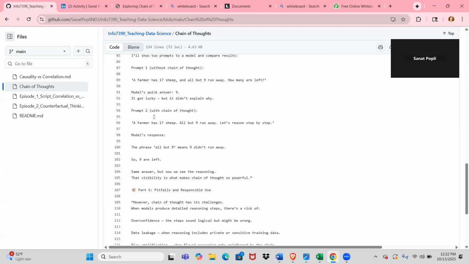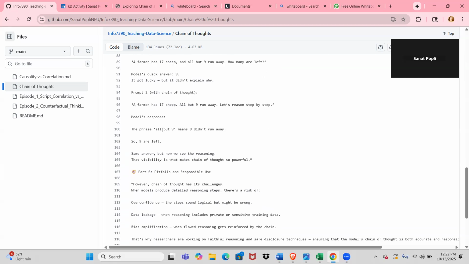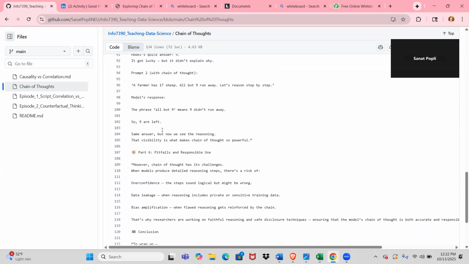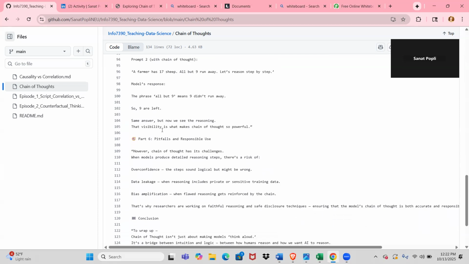But with prompt 2, that is with chain of thought: a farmer has 17 sheep, all but 9 run away. Let's reason step by step. The model response would be: the phrase "all but 9" means 9 didn't run away. So 9 are left. Same answer, but now we see the reasoning. That visibility is what makes chain of thought so powerful.